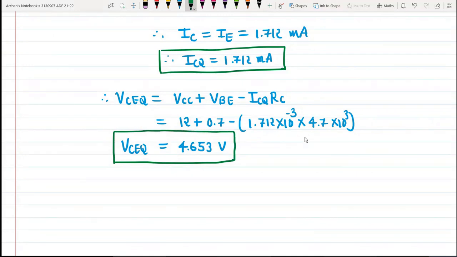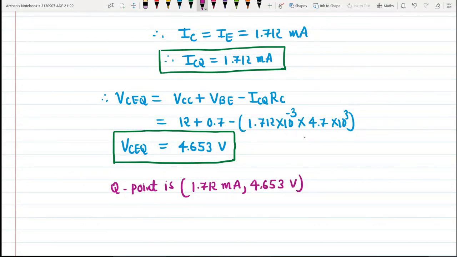So now we have the operating point of this differential amplifier. The operating point, or Q point, is 1.712 milliampere and 4.653 volt. So this is how you will be able to solve any amplifier circuit, whether it is a dual input balanced or unbalanced differential amplifier, or a single input balanced or unbalanced amplifier. In all four cases, the equations for ICQ and VCEQ remain the same. So this is about the DC analysis.